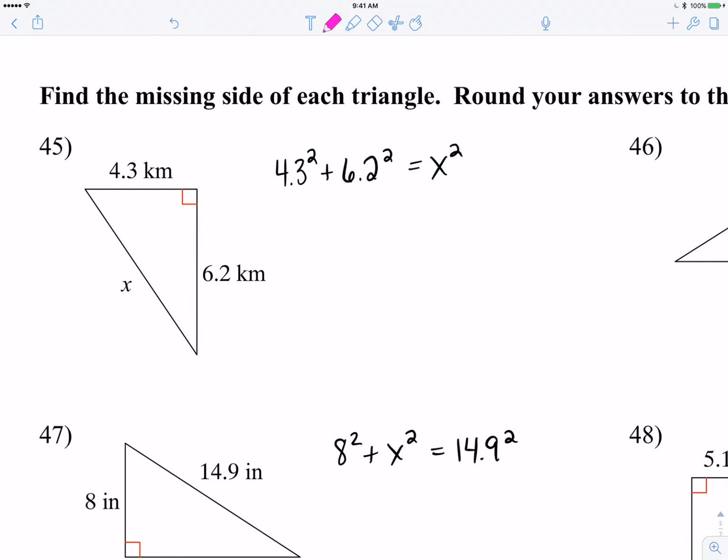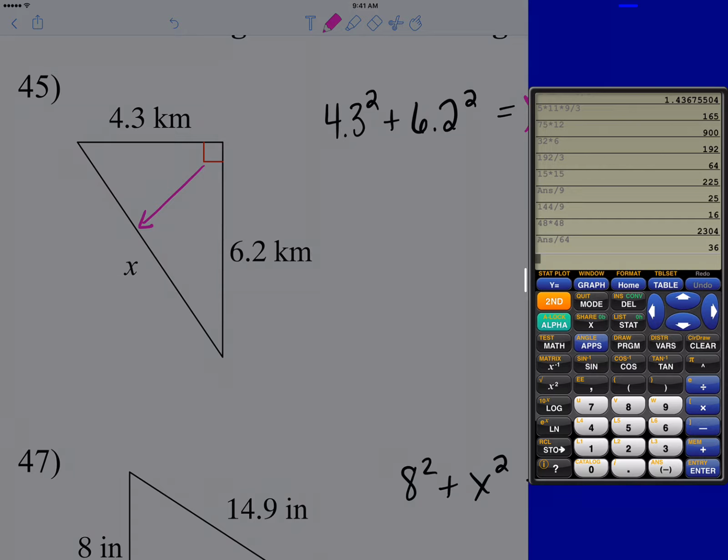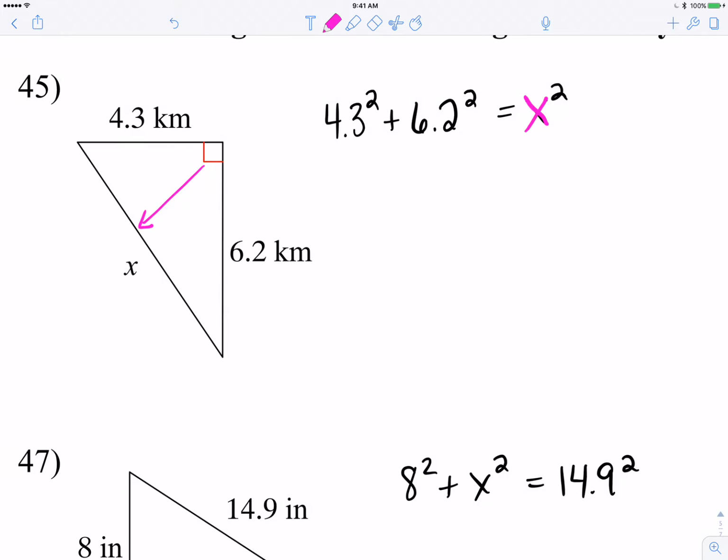Alright, Pythagorean theorem problems now. We have 2 out of the 3 sides of a right triangle, so that's Pythagorean theorem. So the hypotenuse is x, it's the one located across from the right angle, and that's why it's out here by itself. So we have 4.3 squared plus 6.2 squared equals x squared. So we take the square root of 4.3 squared plus 6.2 squared, and we get 7.55.